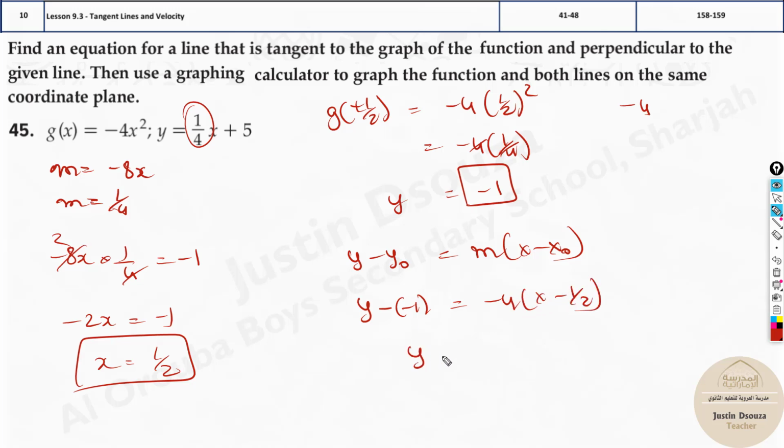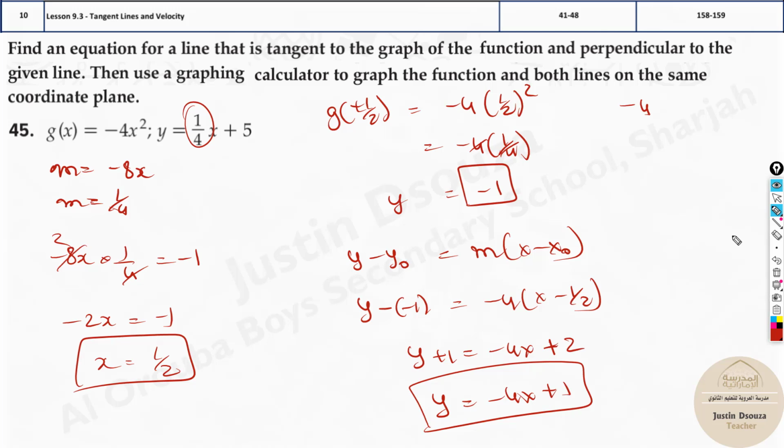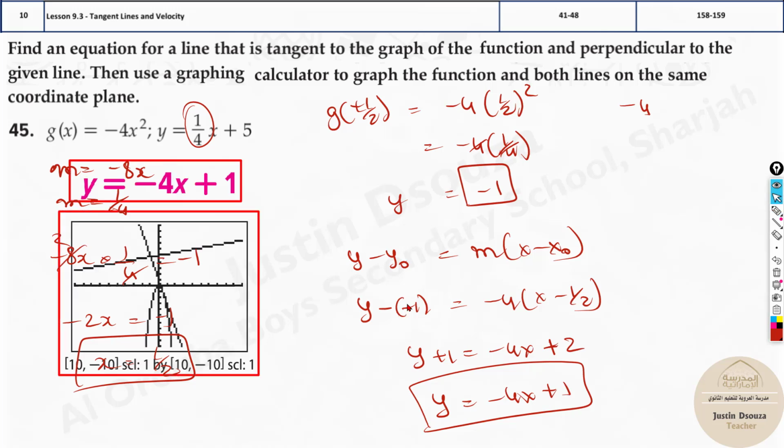Now let's substitute. y plus 1 is equal to, here this is, okay, I'm just getting confused. This is x, okay, not multiplication. It's x minus half. So multiply this, minus 4x. Minus 4 times minus half will be plus 2. Now let's rearrange and write. It will be y equals minus 4x. This 2 minus 1 will be plus 1. So this is the answer. I hope that is clear.